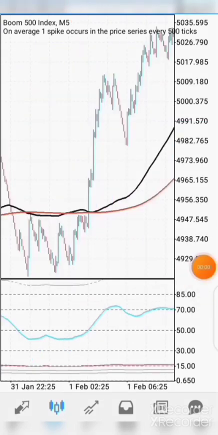So I'm going to show you multiple pictures of conditions that were met across the indices here. So we'll start.